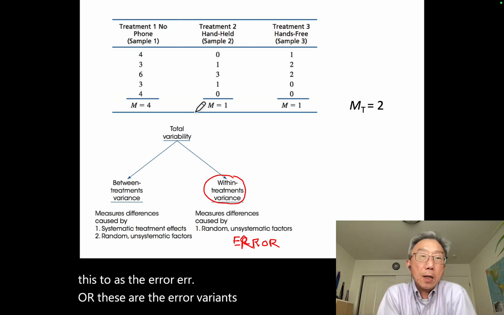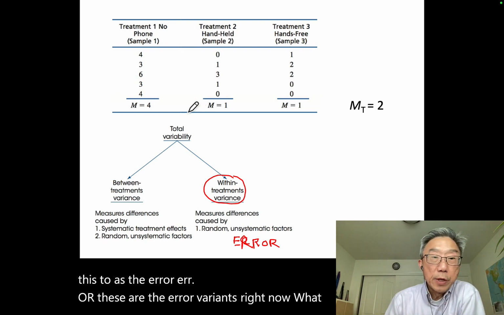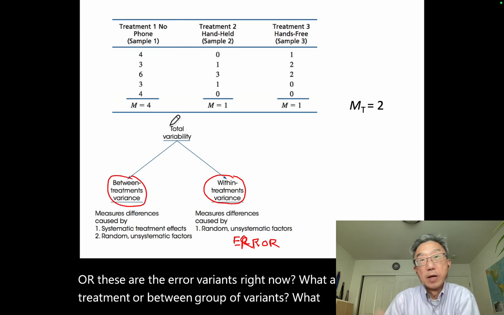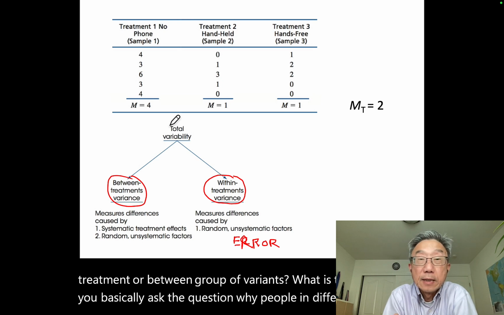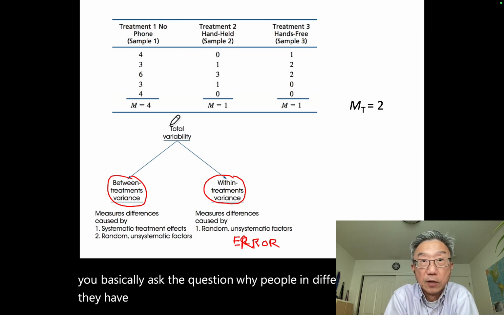Now, what about between treatment or between group variance? What is the reason? So you basically ask the question, why do people in different conditions have different levels of performance?